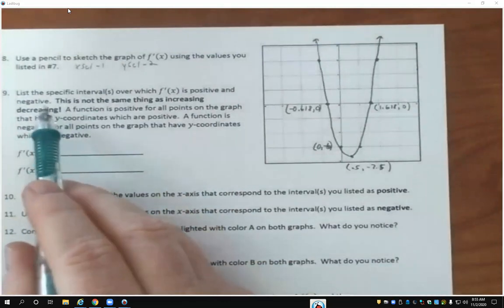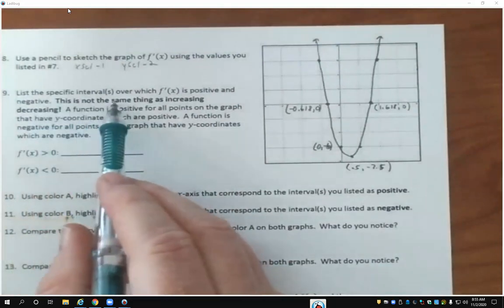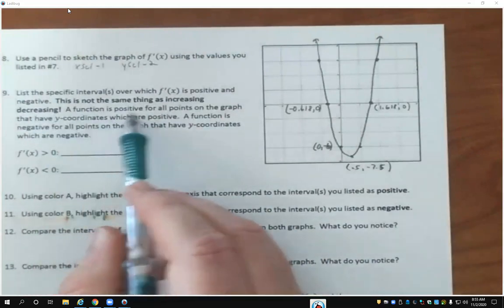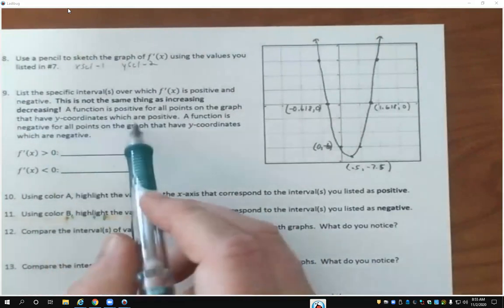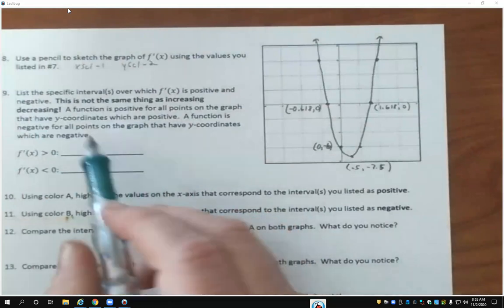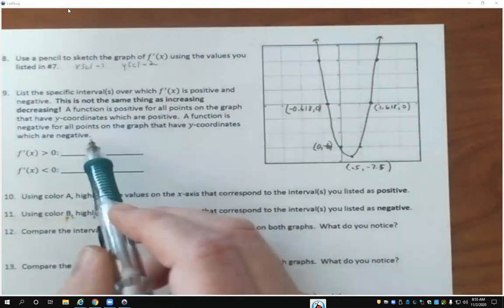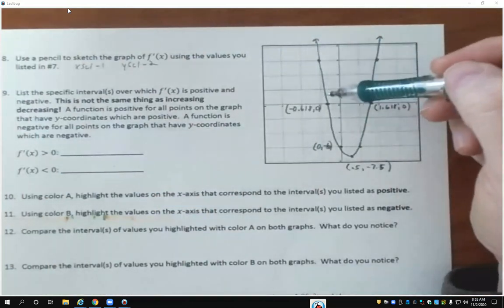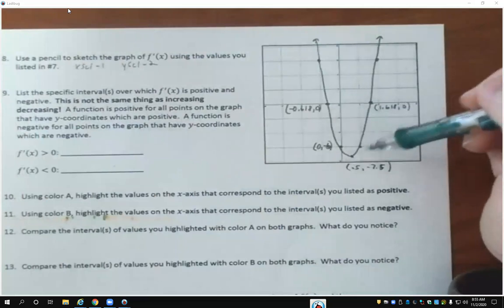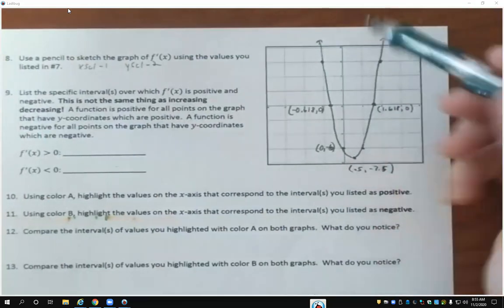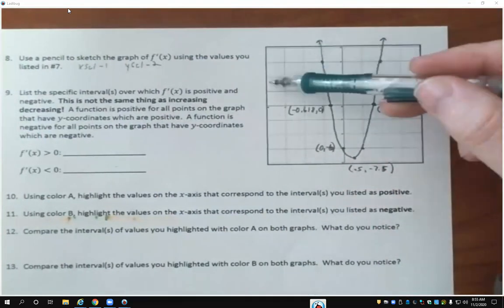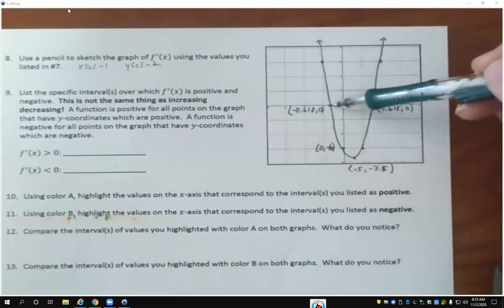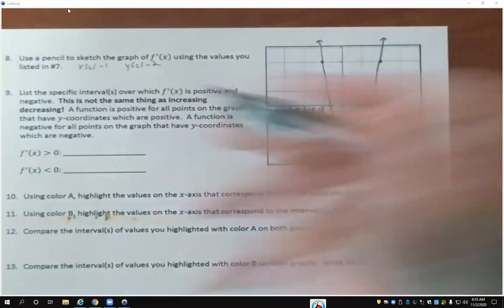All right, so once again, it says in number 9, list the intervals over which f prime is positive and negative. This is not the same thing as increasing and decreasing. A function is positive for all the points on the graph that have y coordinates that are positive, and it is negative for all y coordinates that are negative. So we are positive from x is negative infinity up to here. This whole side of this graph is above the x-axis, so it is positive.